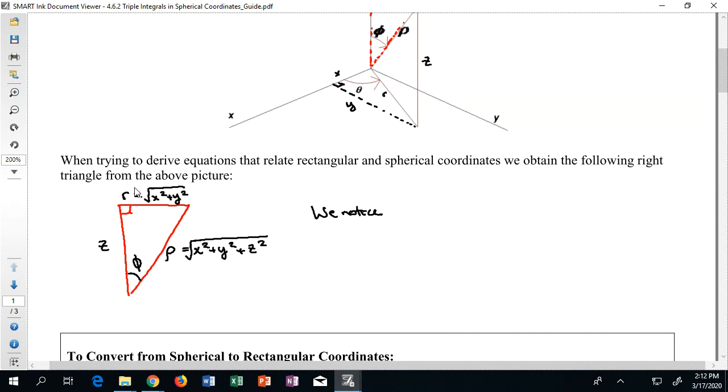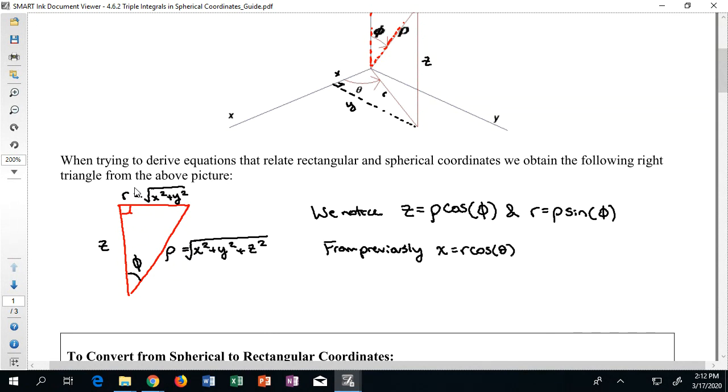So I'll say here that we notice that z itself is equal to rho times the cosine of phi, and r is equal to rho times the sine of phi. You could check that with some right triangle trig ratios. We also know, though, from previous sections, that x is equal to r times the cosine of theta, and y is equal to r times the sine of theta.